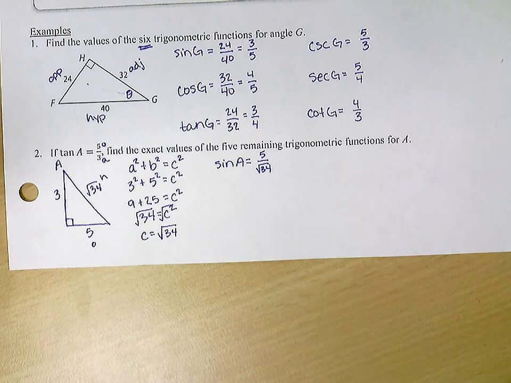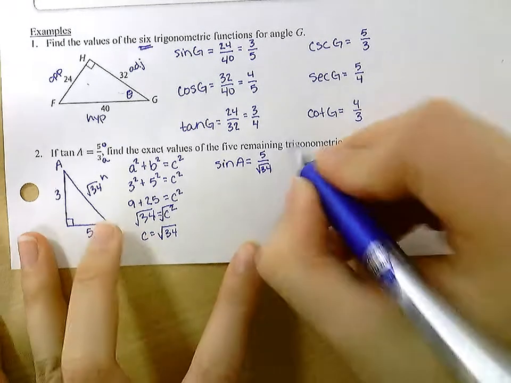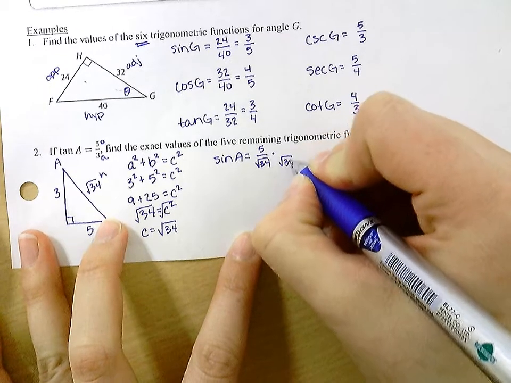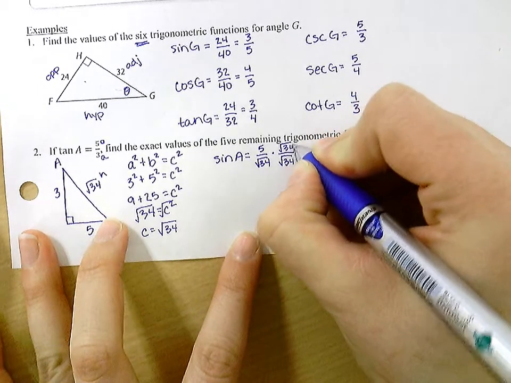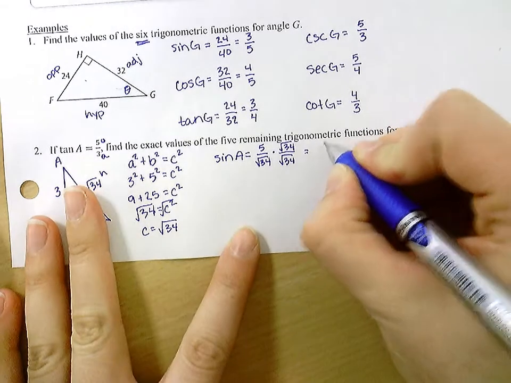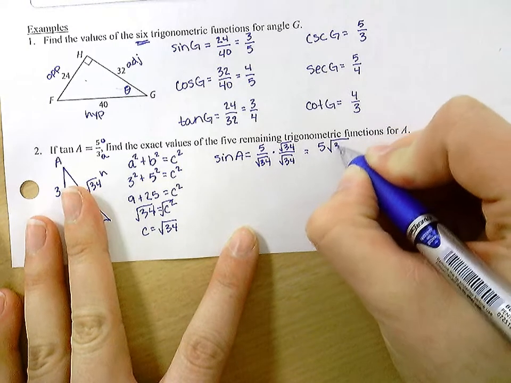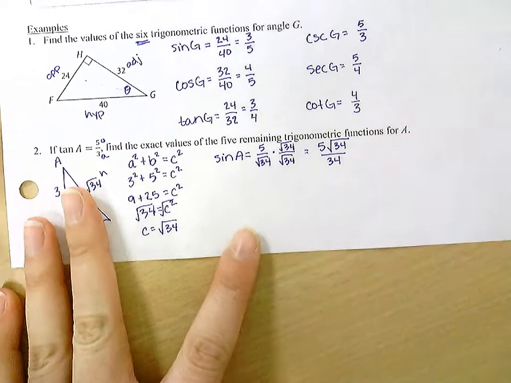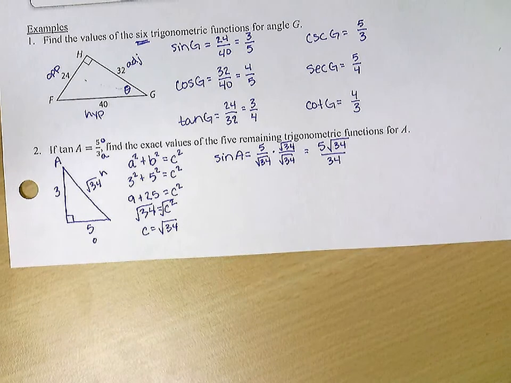So since that radical is in the denominator, what I can do is multiply by the denominator on the top and bottom of my fraction. Okay? So when I do that, I end up getting 5 times the square root of 34 over 34, because I have 2 sets of 34s, that cancels out your square root. So that would be sine of angle A. You want to make sure there's not a radical in your denominator.